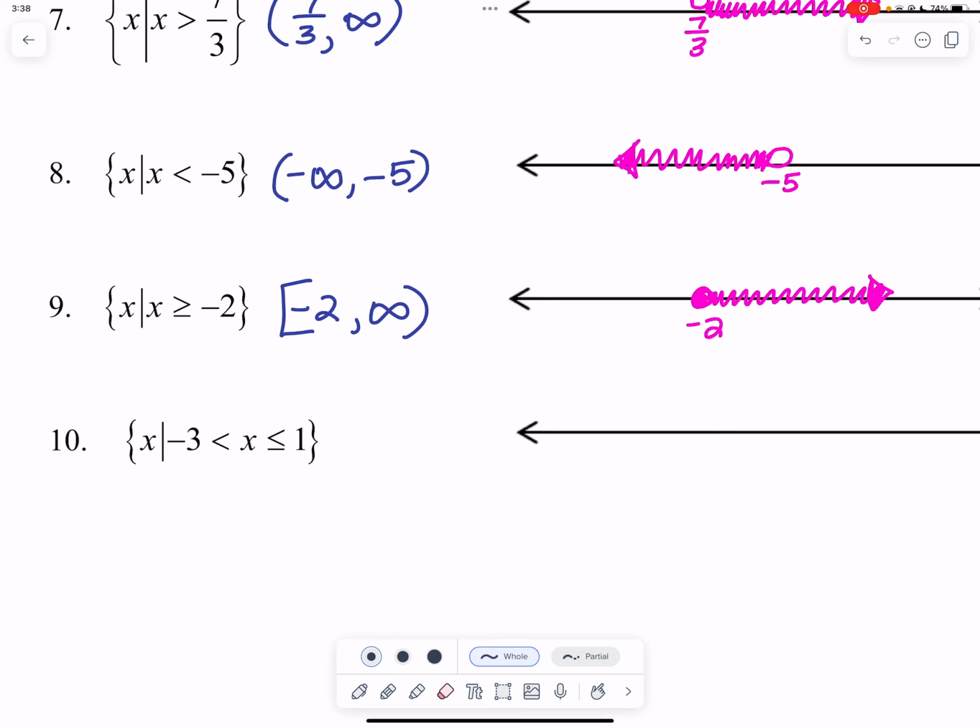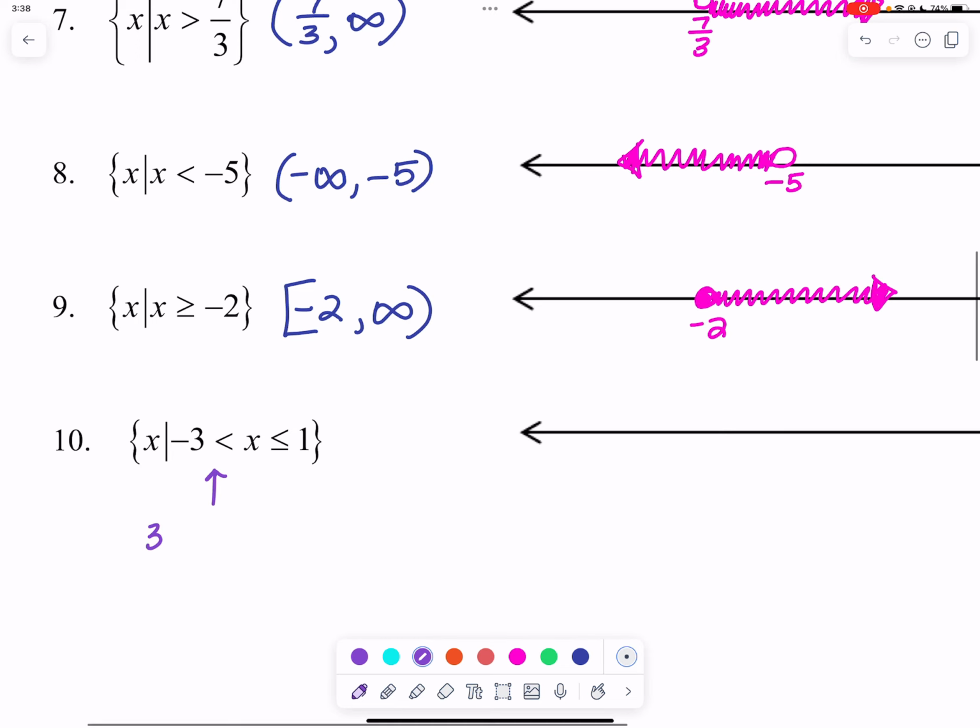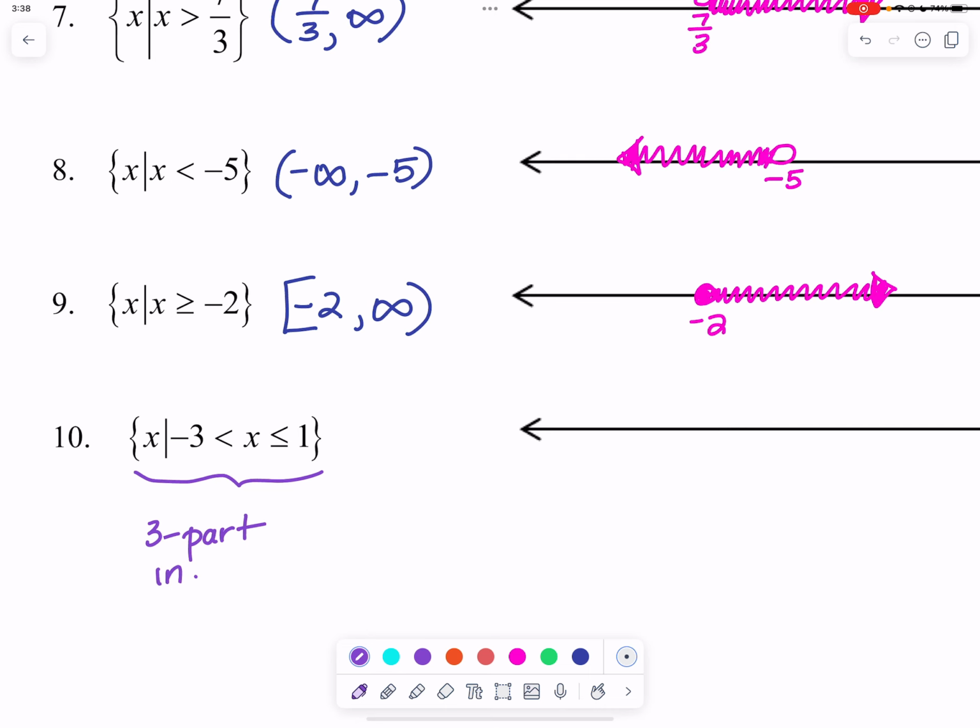Let's take a look at our last one. Here, let's make a note that this right here is called a 3-part inequality. They are a set of numbers between two values.